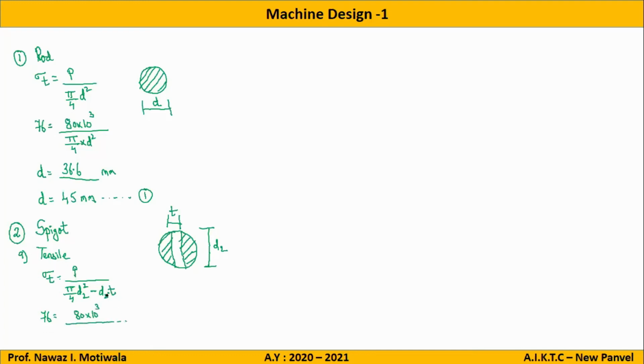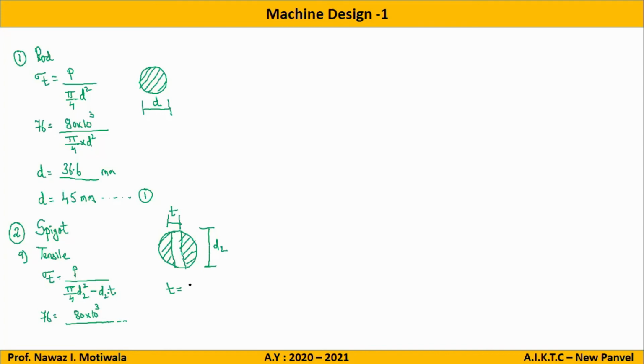Now if you see the denominator, there are two different unknowns. One is d2 and one is t. And we have only this one equation. So there is one equation and two unknowns, so it cannot be solved. To proceed further, we have to use some empirical relation. What is that empirical relation? T is equal to 0.3 to 0.4 times d2. Very good.